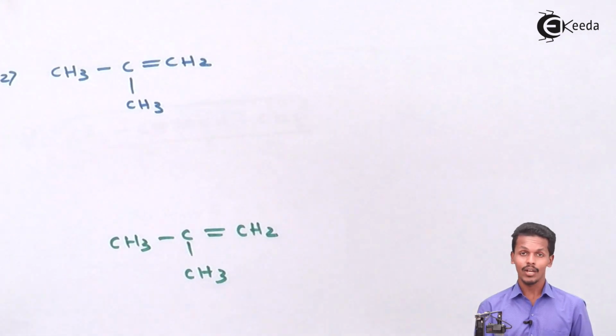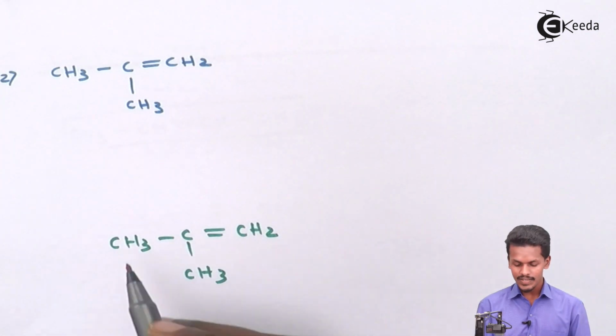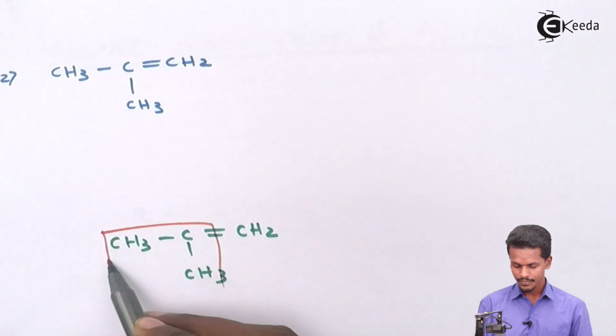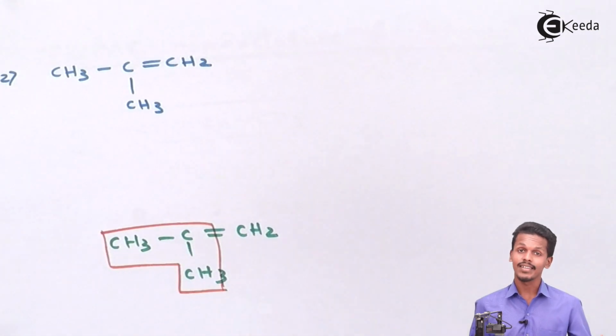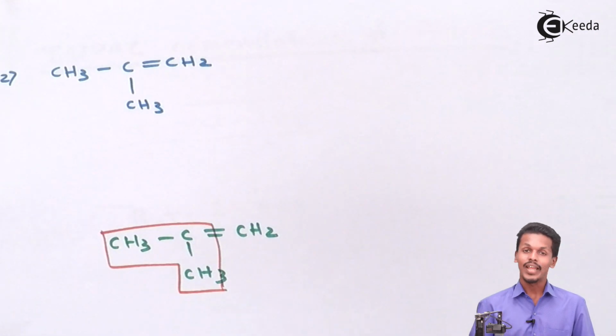where I have to get a longest chain that consists of carbon atoms. So if I consider this to be the longest chain, I could get the carbon number as 3. But is that valid? No, it is not valid.